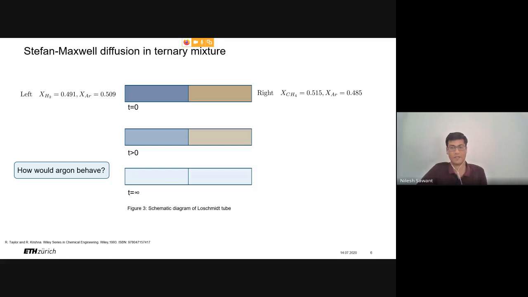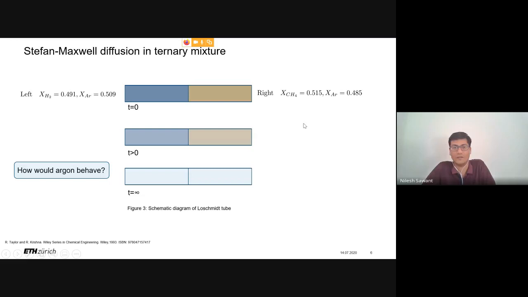Basically it's a set of two tubes, like we can see here, one on the left, one on the right. You fill one side with some composition, you fill the second side with some composition, and then you break the barrier. So diffusion occurs, and eventually you will reach a steady state where the composition of all the constituents will be uniform all around. But in this setup, on the left-hand side we have hydrogen and argon, and on the right-hand side we have methane.